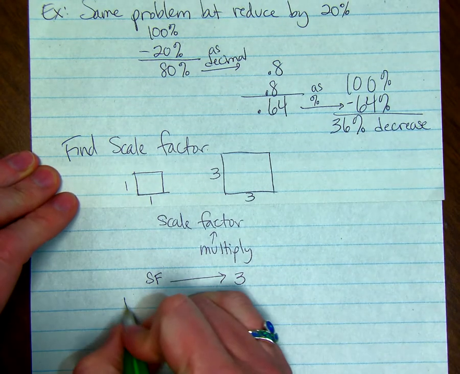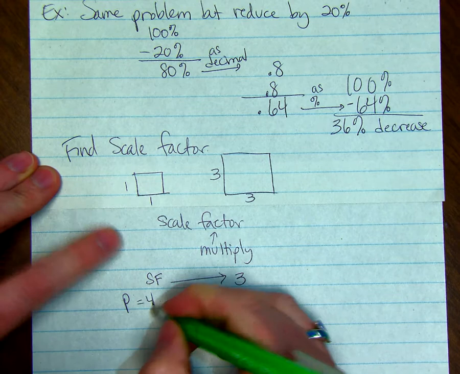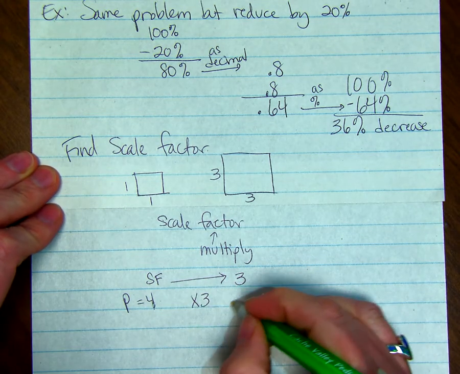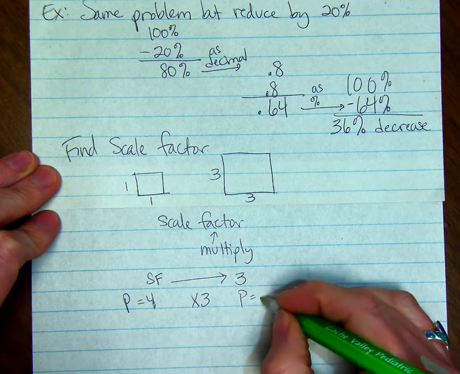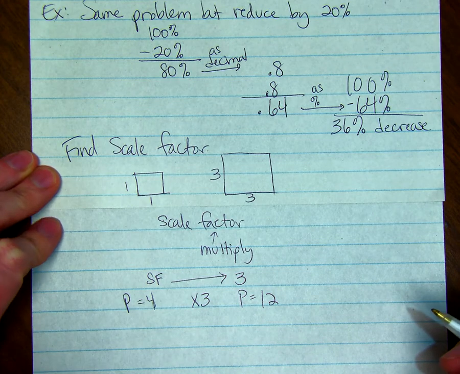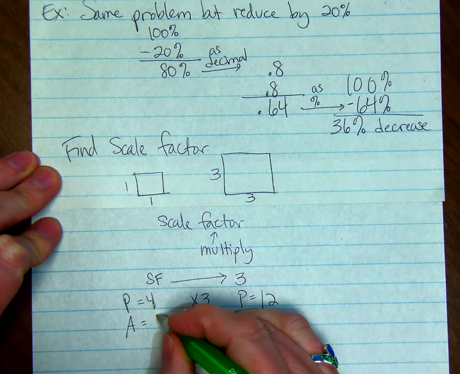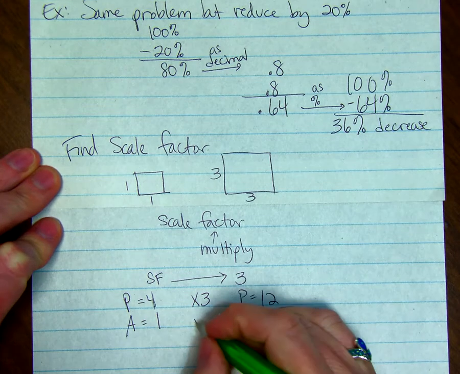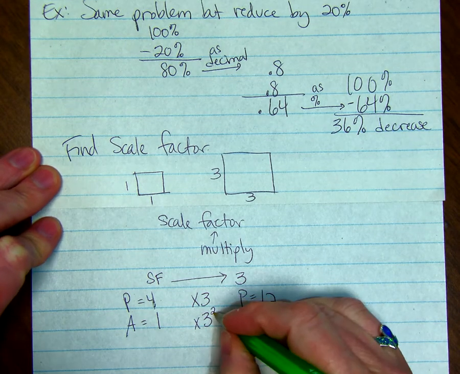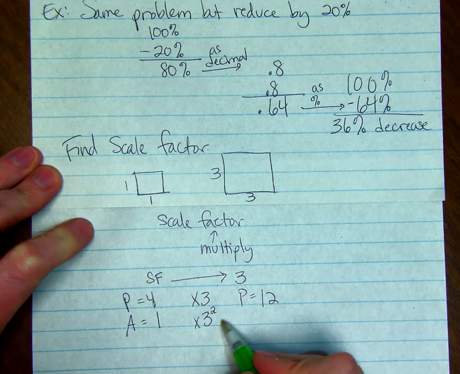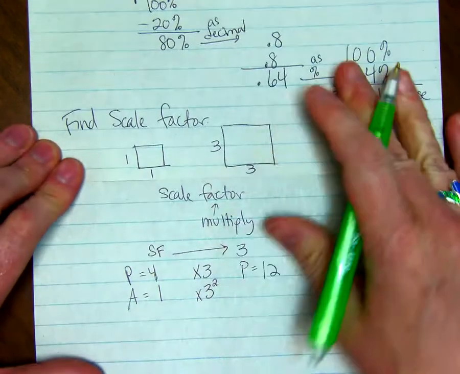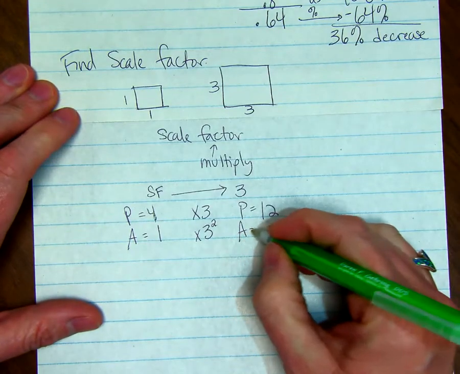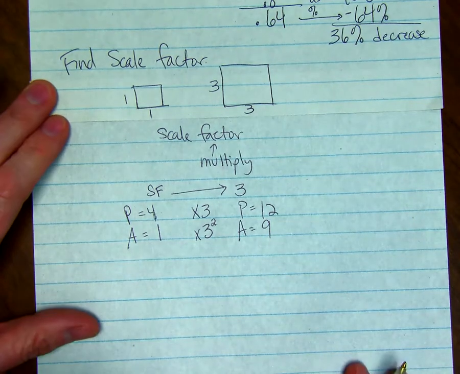So if the perimeter of the first one is 4, we times it by 3, and the new perimeter will be 12. If the area is 1, we're going to times by 3 squared, because for the area we square the scale factor. So the new area will be 9.